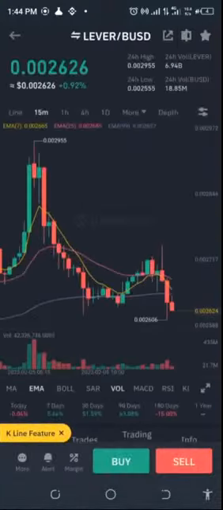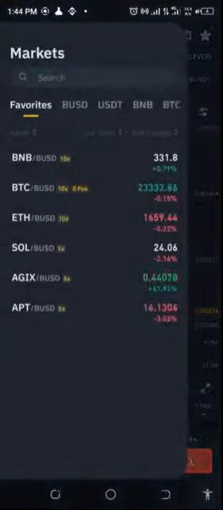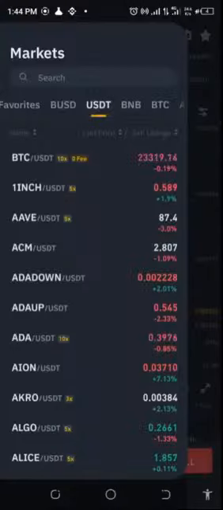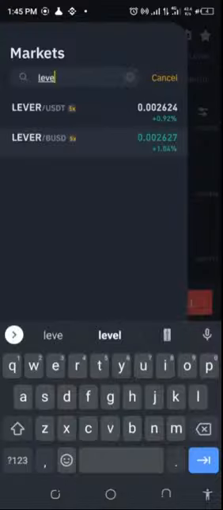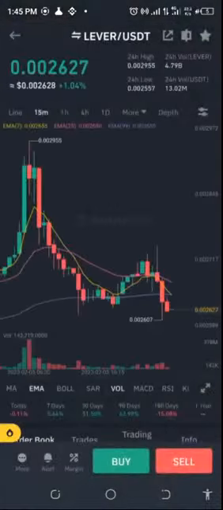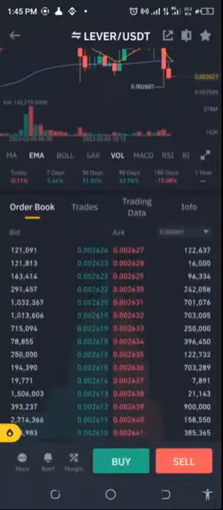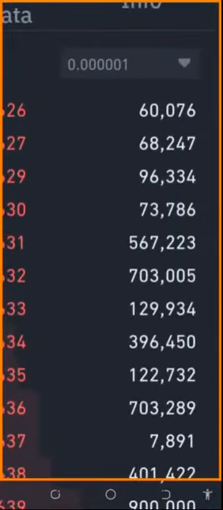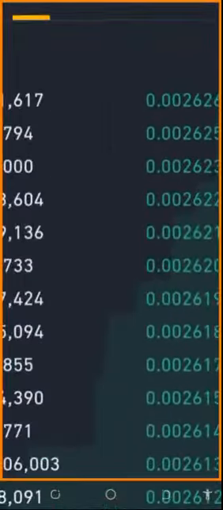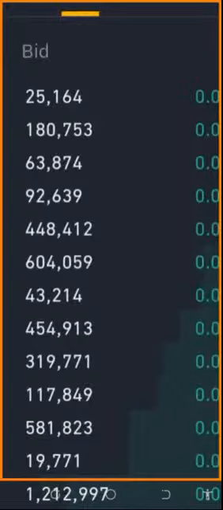You can see automatically it's just showing lever BUSD, but what I want is lever USDT. So let me put lever and then go for the USDT version. Now if you look at this, you will see that there's quite a lot of velocity going on here. You can see that it's moving. People are buying. People are selling. You can see that things are going on. It's happening, but not too much on the sell side. But on the buy side, there's a whole lot going on.